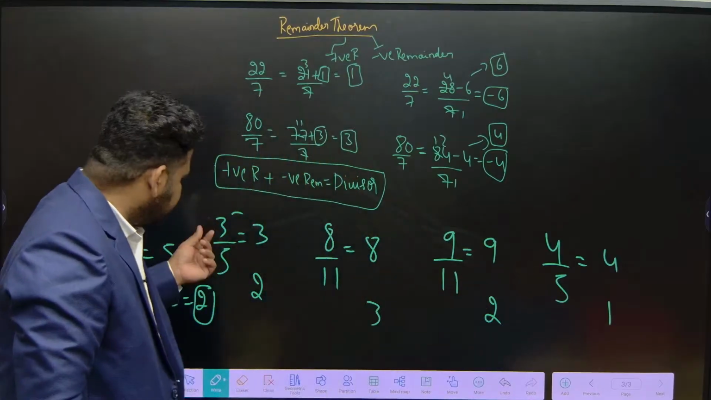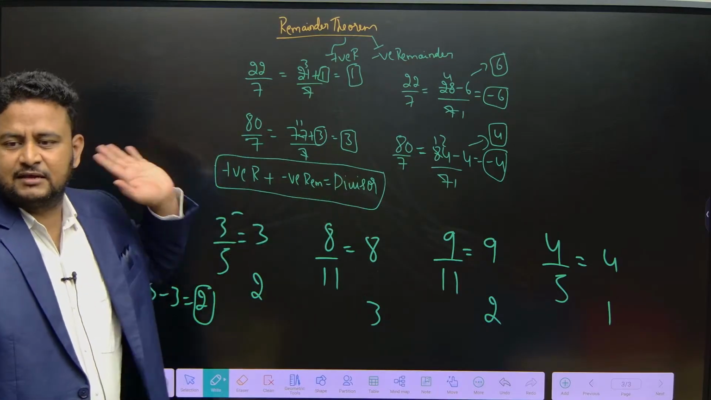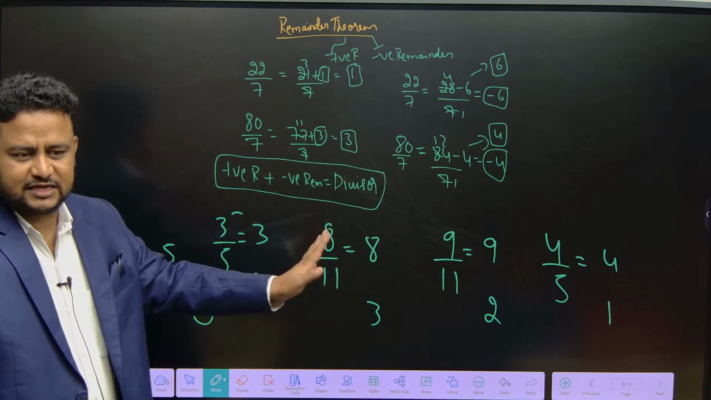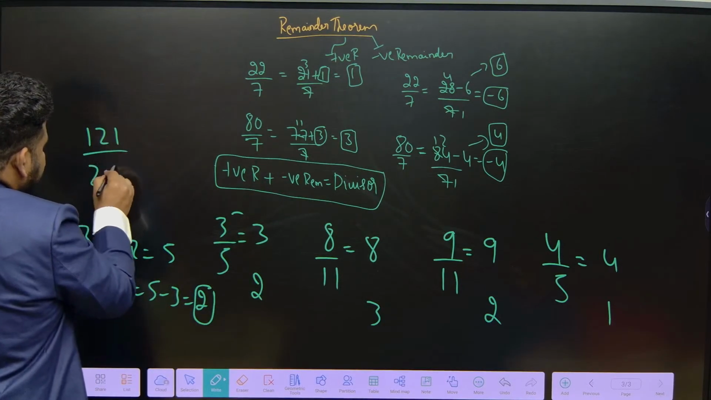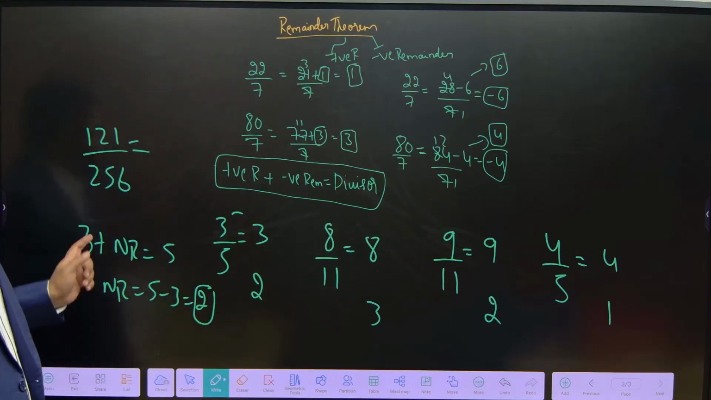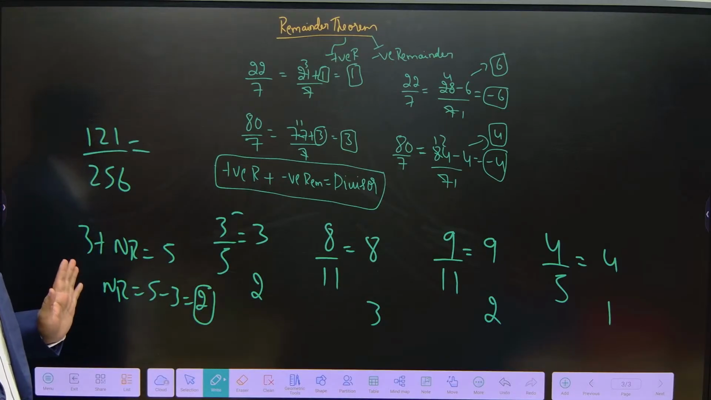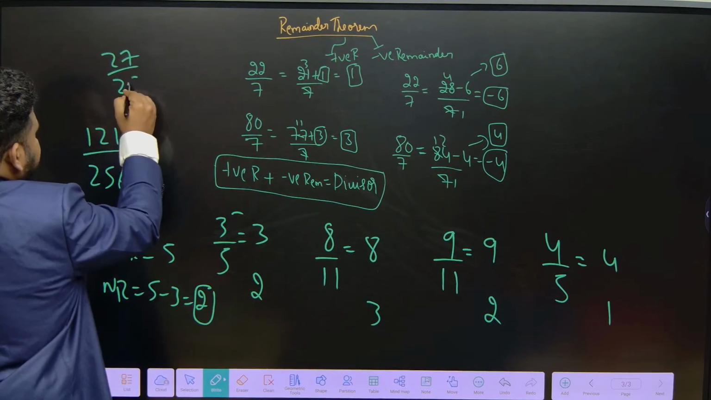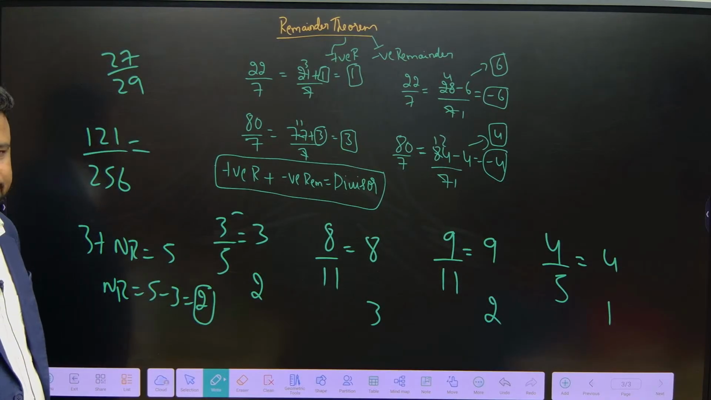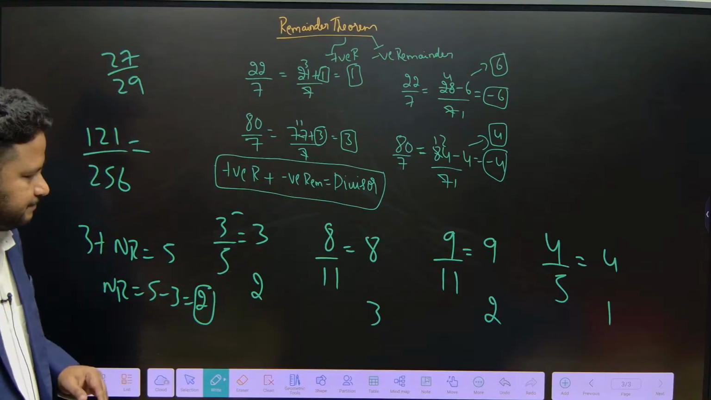You have to understand that if the numerator is less than the denominator, the numerator itself is the remainder. Suppose they give 121 divided by 256. What is the remainder? 121 itself is the remainder. You have to know this. If they give 27 by 29, what is the remainder? 27 itself is the remainder. Got it? Clear? Okay, fine.